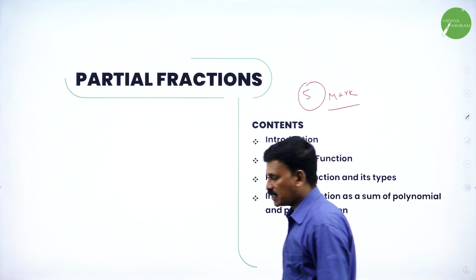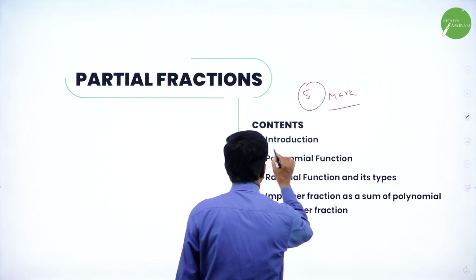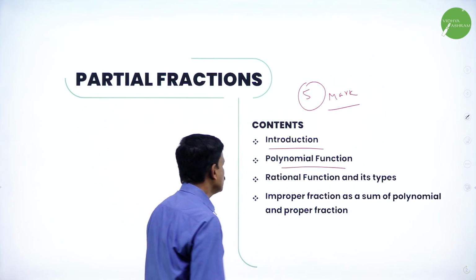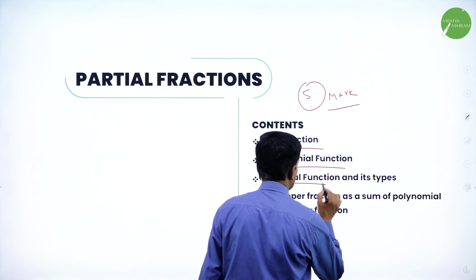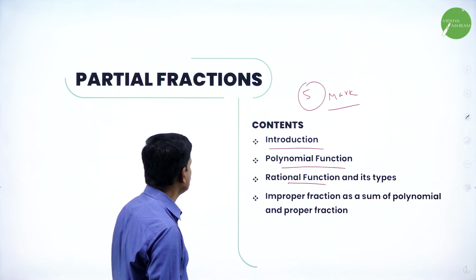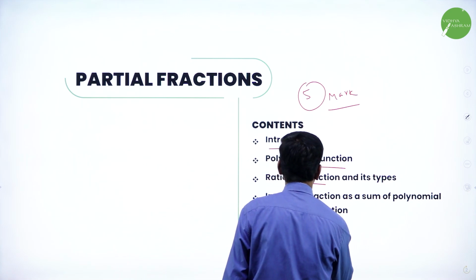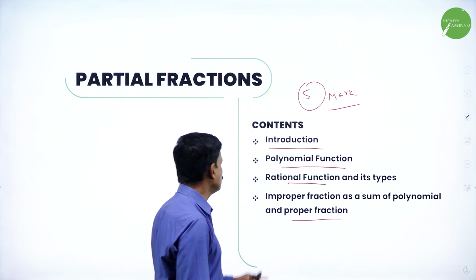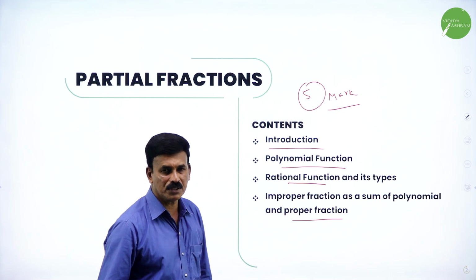Now, what are the topics we are going to study in this chapter? Introduction, polynomial function, rational function and the types of rational function. What is a rational function and what are its types? Then improper fractions as a sum of a polynomial and a proper fraction.